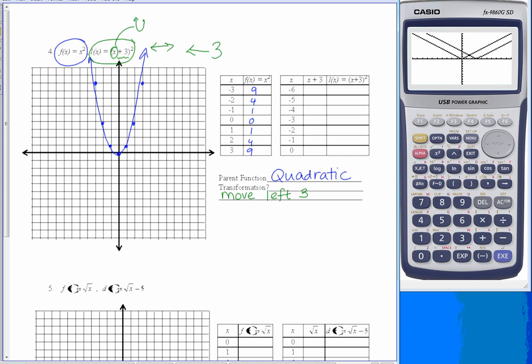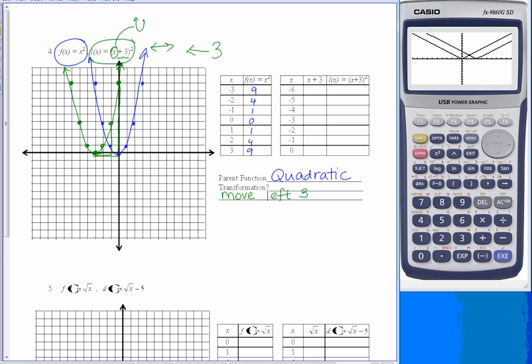So I start out at my origin. I move 3 to the left. This is my anchor point for my whole graph. I know the shape of a U is over 1, up 1. Over 2, up 4, because 2 squared is 4. Over 3, up 9, because 3 squared is 9. And that's how I'm going to get my U shape here to connect the dots.